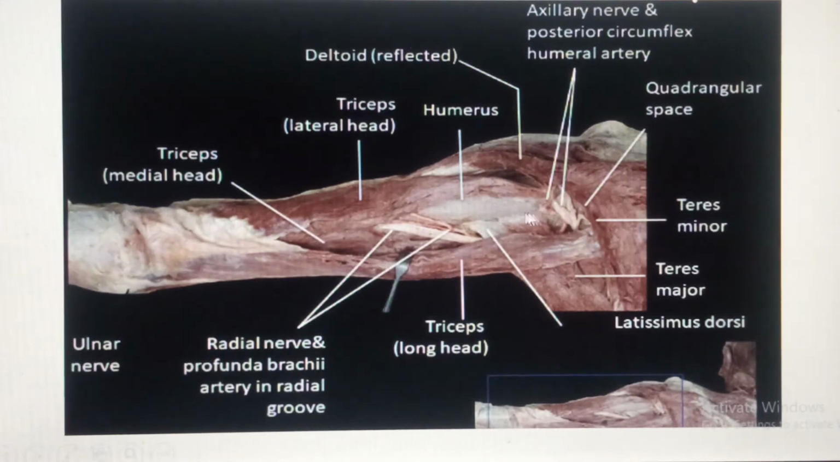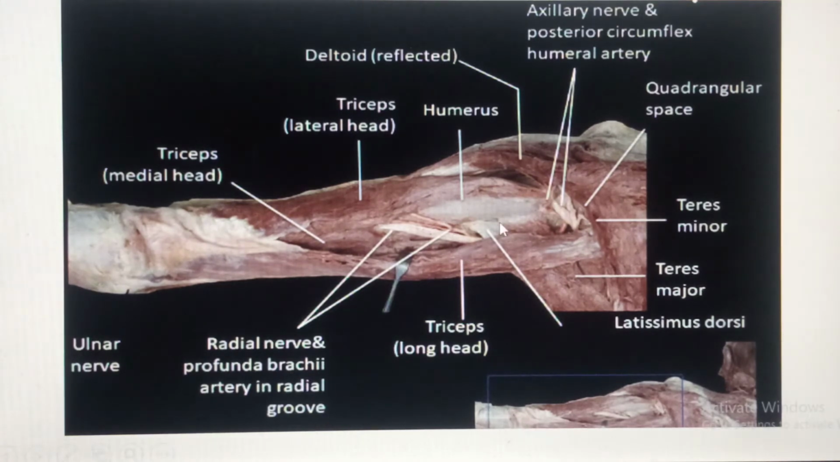But I'm interested in showing that in the posterior compartment, we are going to have the triceps brachii muscle. And the triceps brachii muscle has the long head. I told you that the long head has its origin from the scapula, actually from the infraglenoid tubercle. That is the long head of the triceps brachii muscle. Frequently, the belly of the long head overshadows the medial head of the triceps brachii muscle.